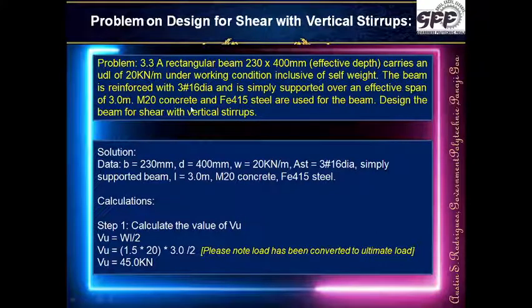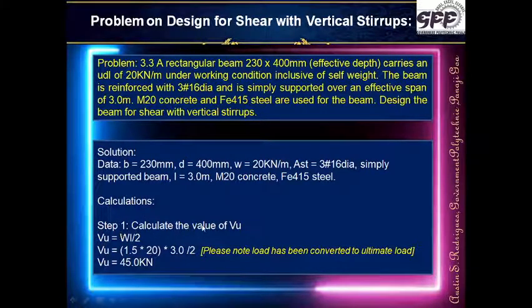So in the solution, first we write down all the data. So the data is compiled over here. Width is 230, the effective depth is 400, the W is 20 kN per meter, that is under the working condition. AST given to us is 3 bars of 16 mm, it is simply supported beam. L given is 3 meters, M20 concrete and Fe415 steel. So we are supposed to do design for shear with vertical stirrups, that is what has been expected.